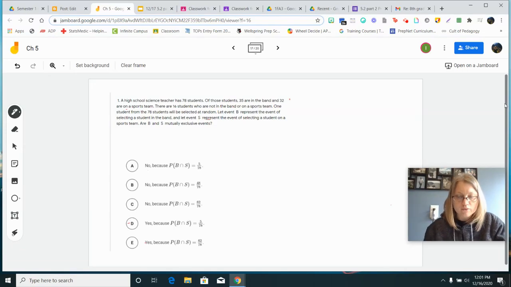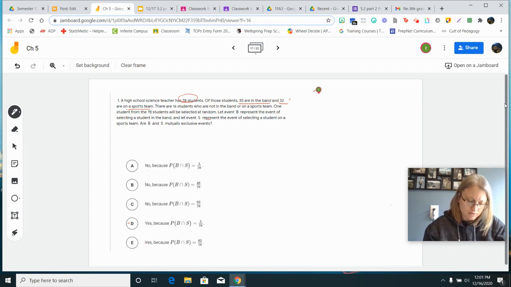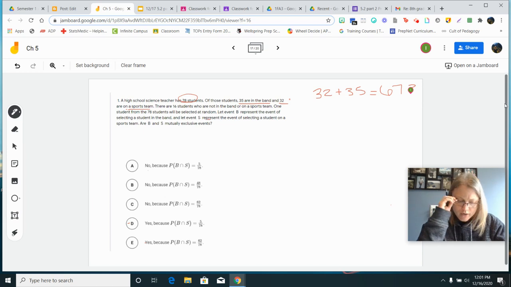Okay, let's take a peek at this question. So we've got a high school science teacher with 78 students, so it's always good to circle numbers. Of those students, 35 are in band and 32 are in sports. So right away that can tell us we're organizing our students into band and sports. But 32 plus 35 is 67 students potentially accounted for.